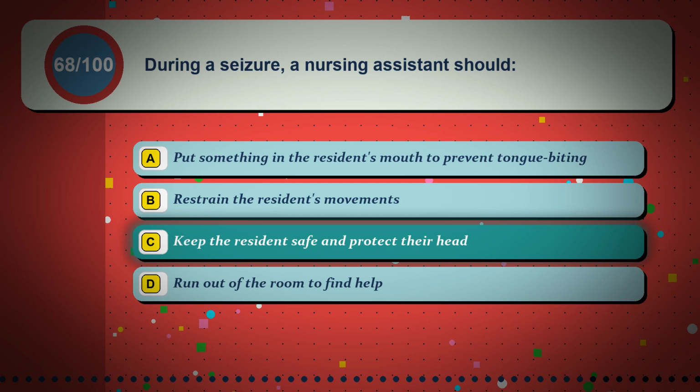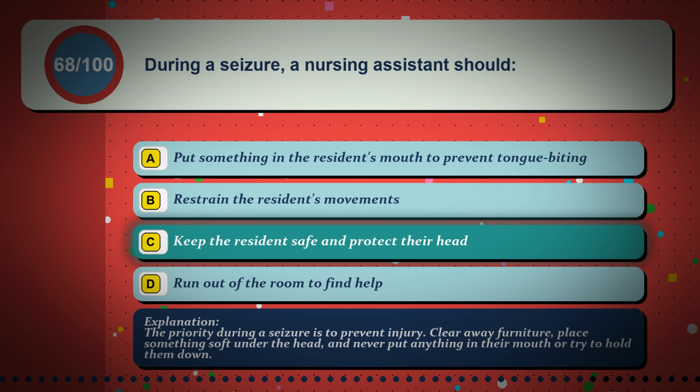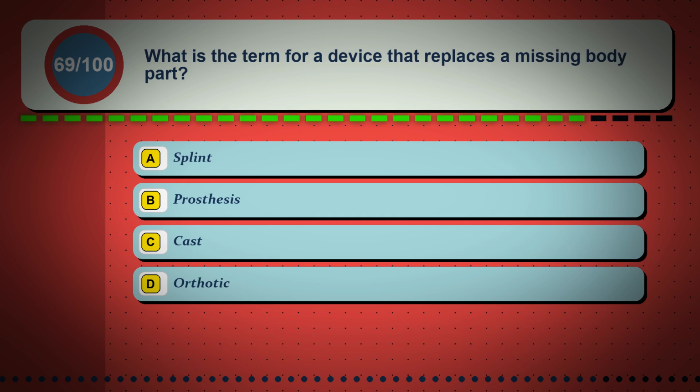The correct answer is option C. Keep the resident safe and protect their head. The priority during a seizure is to prevent injury. Clear away furniture, place something soft under the head, and never put anything in their mouth or try to hold them down. Question 69. What is the term for a device that replaces a missing body part?